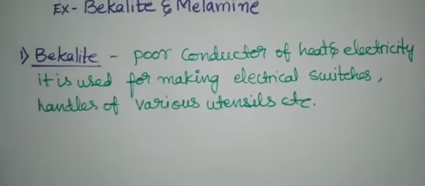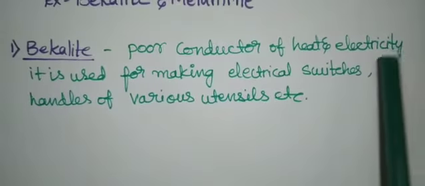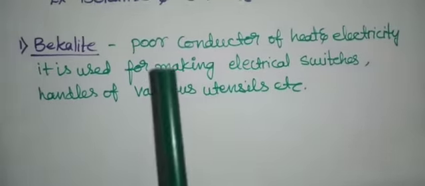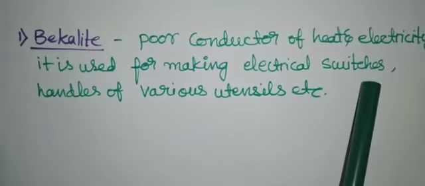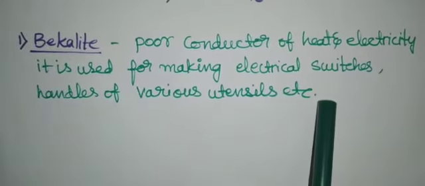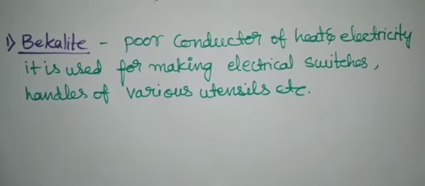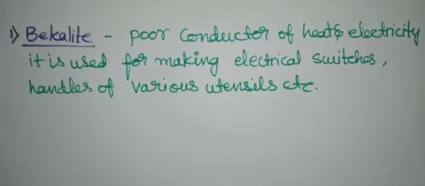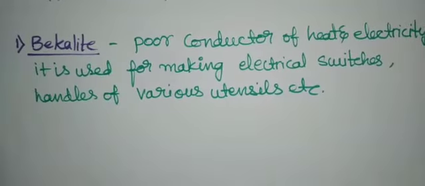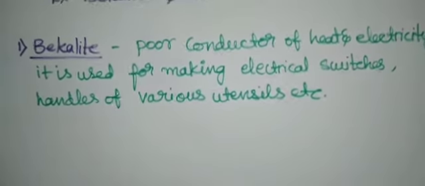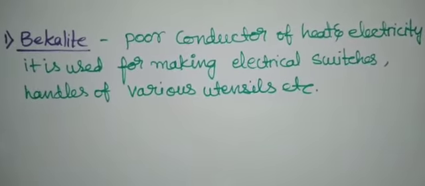What is this bakelite? Bakelite andre ಏನು? Bakelite is a poor conductor of heat and electricity, and it is used for making electrical switches and handles of various utensils. For example, if you take a cooker holder or any utensil holder, it is very strong, right? You cannot melt it very easily, or soften those kinds of plastic very easily on heating. So this is about bakelite. It is a poor conductor of heat and electricity.